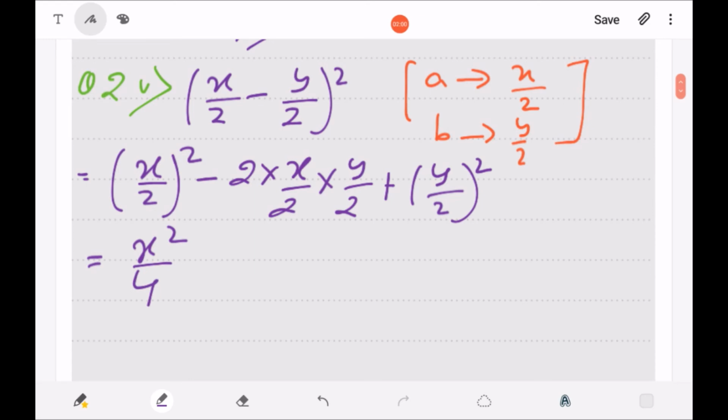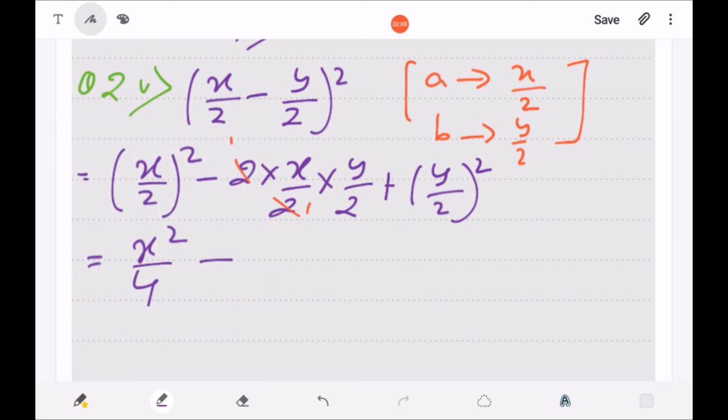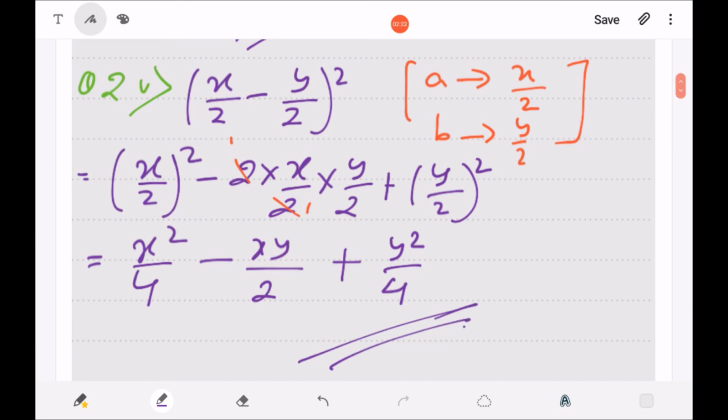Okay, now further on squaring we'll get x square upon 4 minus 2 from the numerator, and one of the denominators 2 will cancel out each other. So we'll be left with xy upon 2, plus the last term, which is y square upon 4. So the expansion is x square upon 4 minus xy upon 2 plus y square upon 4. Remember, when we expand these, they cannot be further added or subtracted, as these are unlike terms.